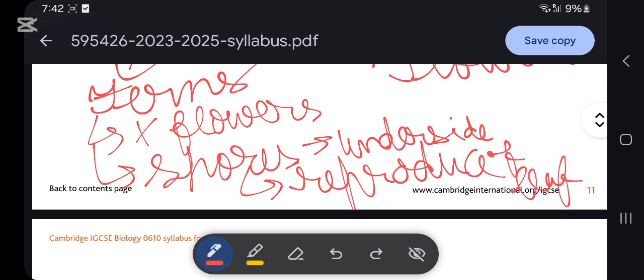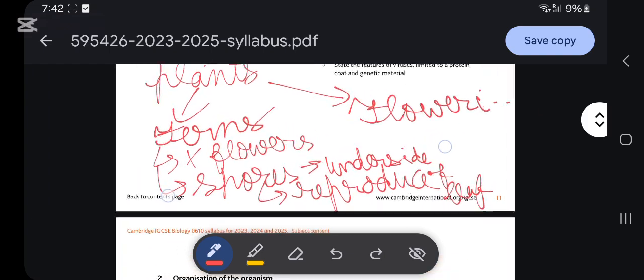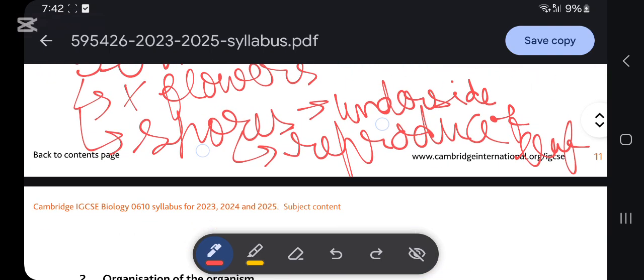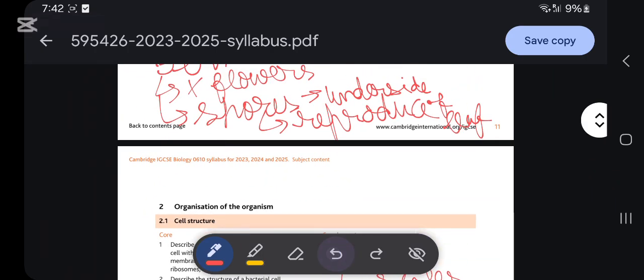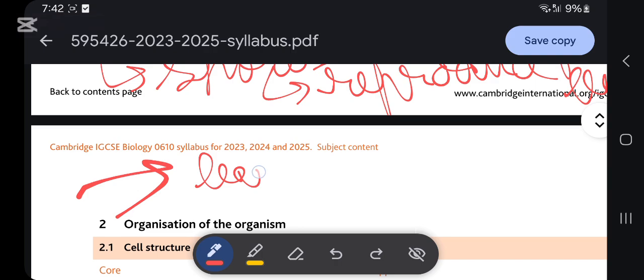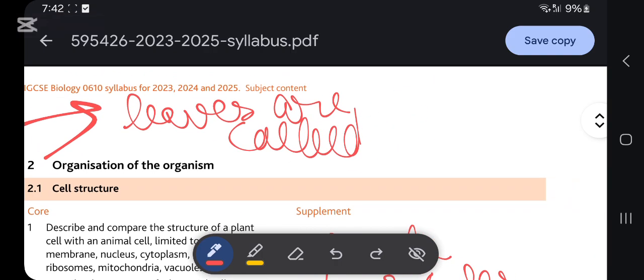Sorry, you have to deal with my handwriting. And then next, they do not produce flowers and they have roots, stems, and leaves. Ferns are pretty simple to remember. Just know that their leaves are called fronds. Remember this, fronds.